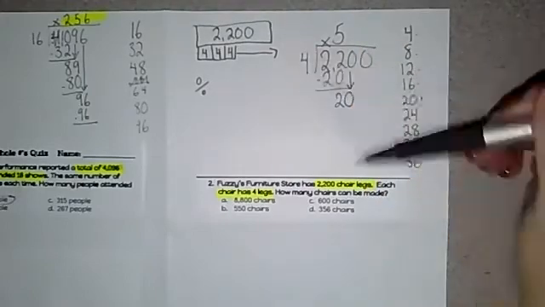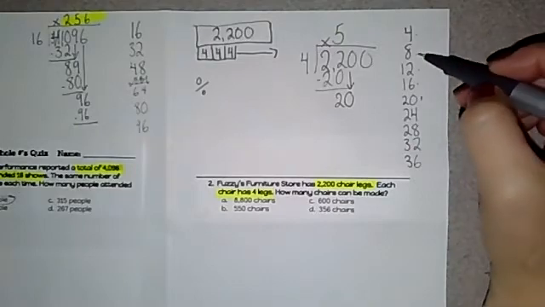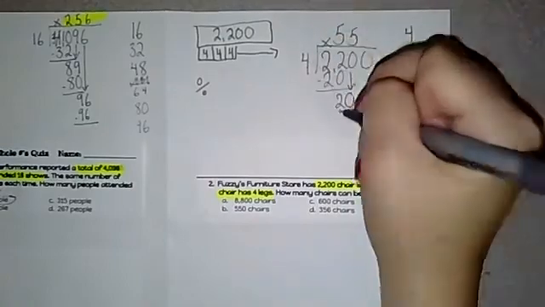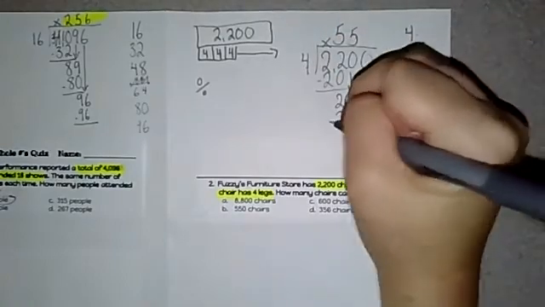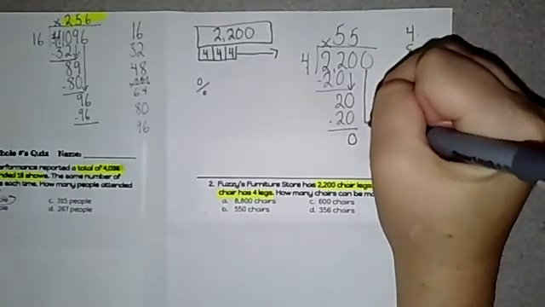Then you need to bring down a 0. Adam, how many 4s are in 20? Refer to your list. 5. Very good. Put your 5 up top. 5 times 4 is 20. When you subtract, you get a 0. Now, you're going to bring down the 0.